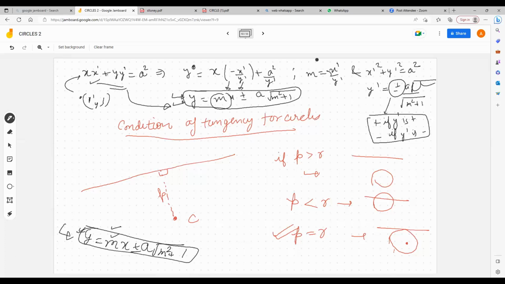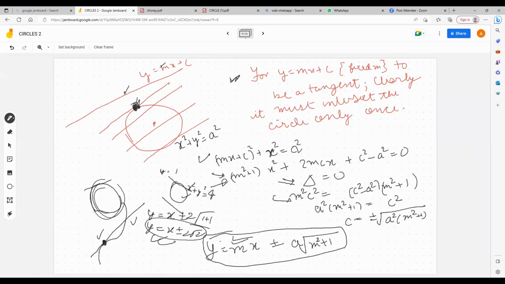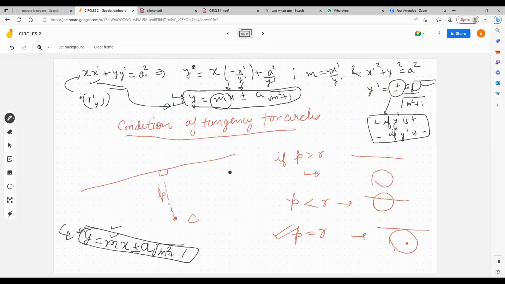So this was one condition of tangency: that there is only a single point of intersection of the tangent and the circle. Now let us see the more general case. For example, this is the center of the circle, and this is the line. Now if P is greater than R, then the case is somewhat like this. And if P is less than R, then the case is somewhat like this. Now if P is equal to R, then the case is somewhat like this.